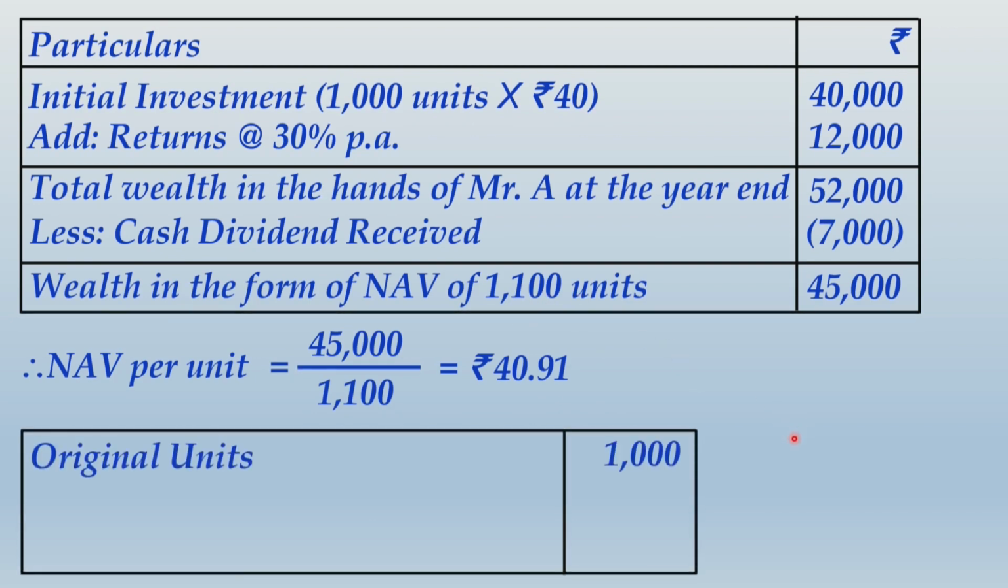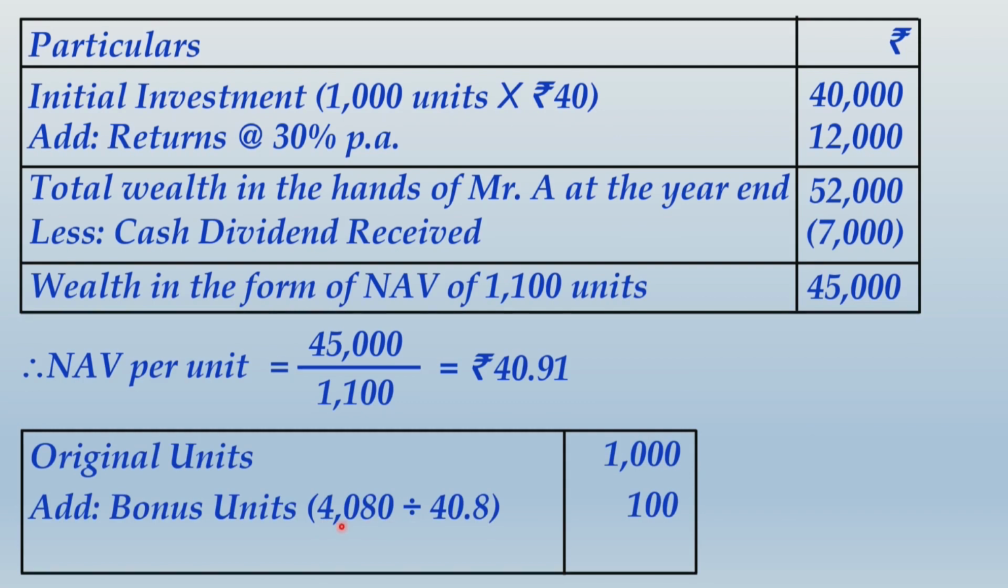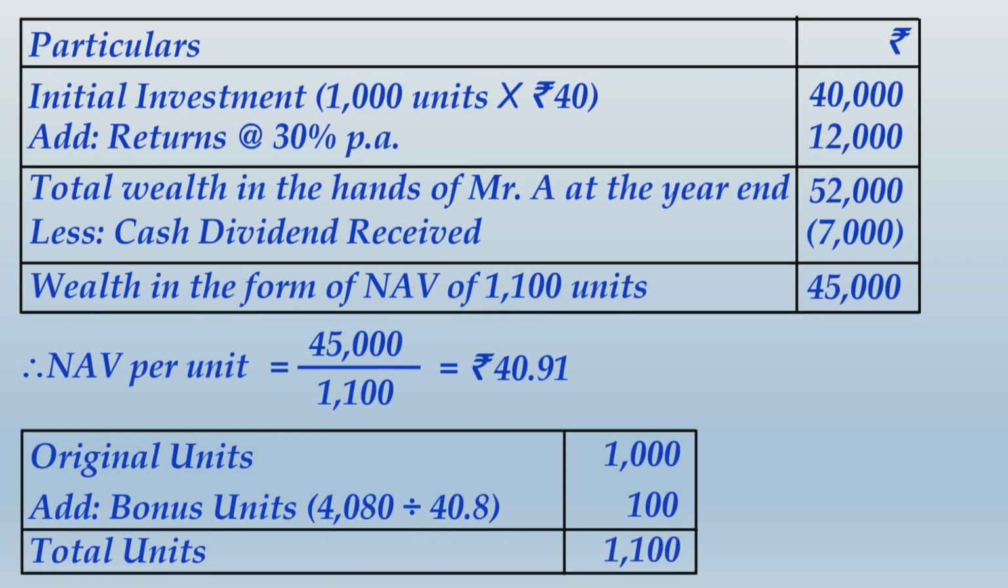So originally we had 1,000 units and bonus units which were distributed during the year. The value of those bonus units on that date was 4080 and 40.8 was NAV on that date. So it is obvious that the total number of bonus units will be 100 units, and finally the cumulative units by end of the year will be 1,100 units.